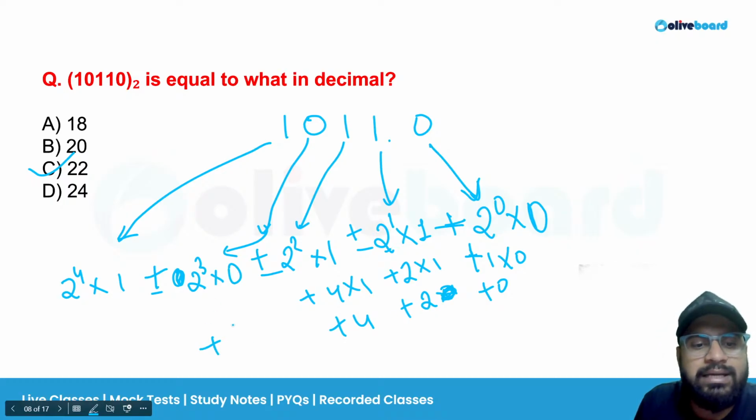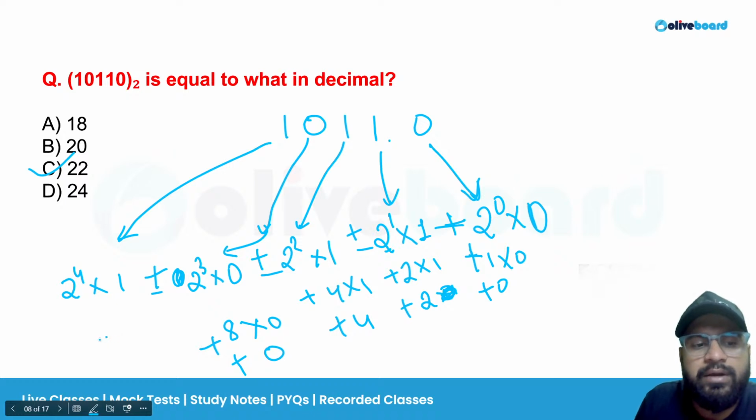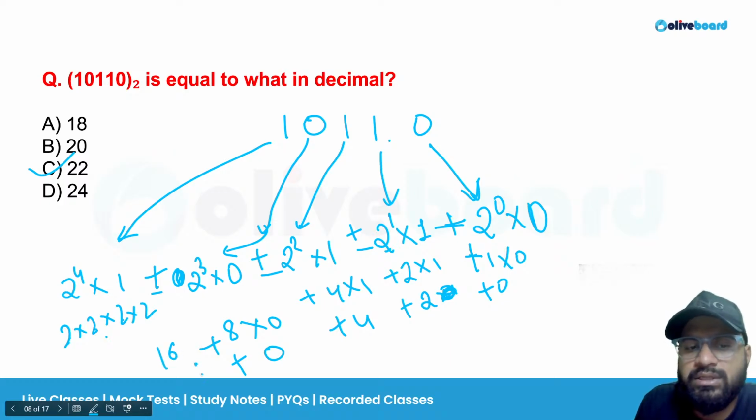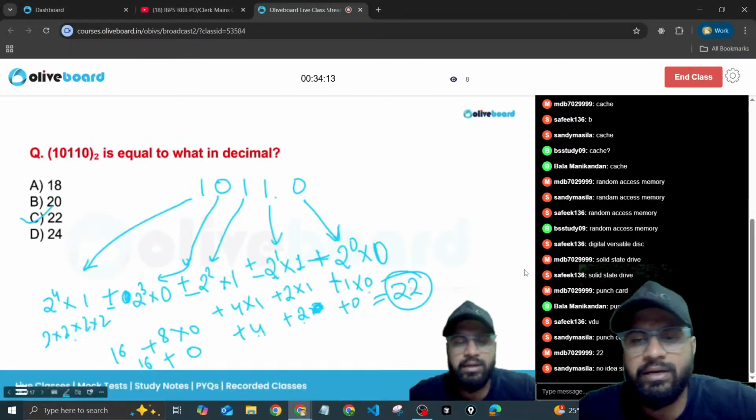Now this 8, the cube, into 0, so the answer will be 0 here. For this one we have 16: 2 into 2 into 2 into 2, 2 to 4, 4 to 8, 8 to 16. So 16 plus 4 is 20, 20 plus 2 is 22. So the correct answer is 22 here. I hope that clears it up.